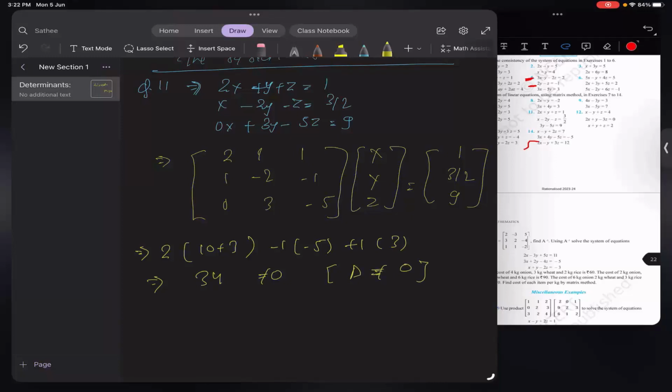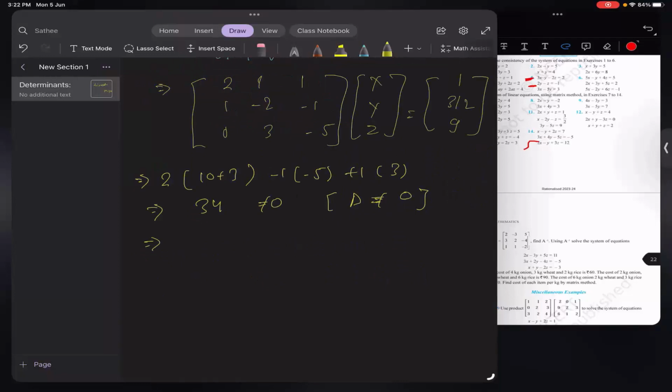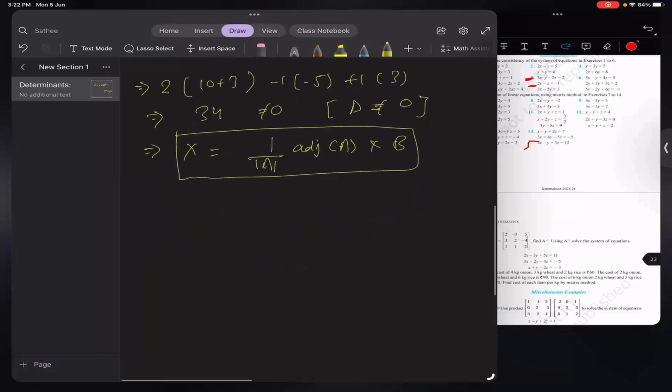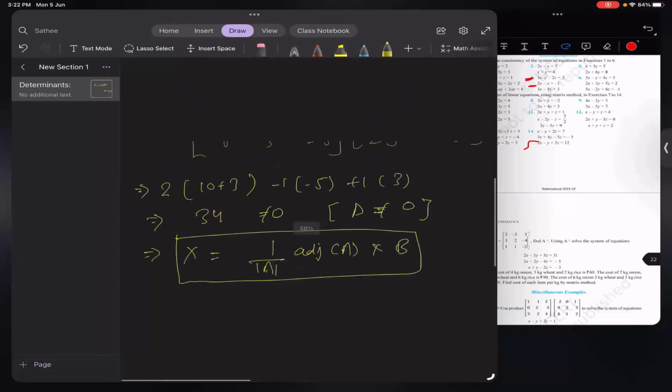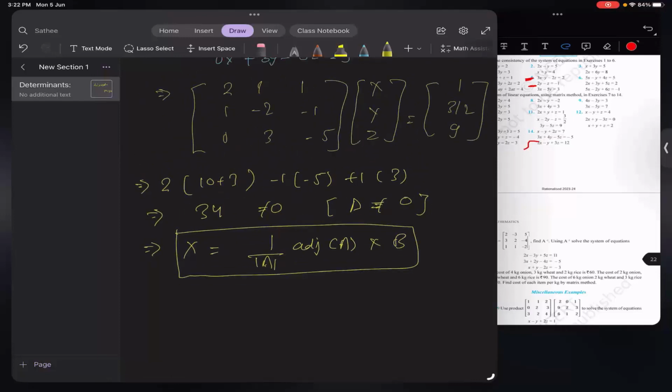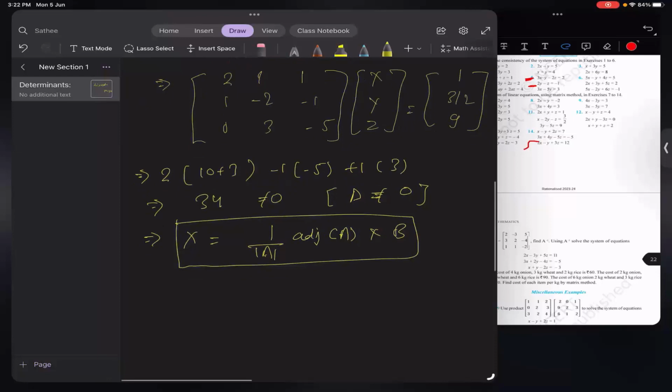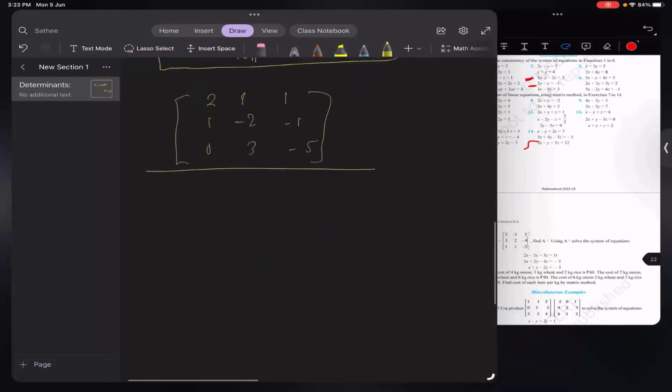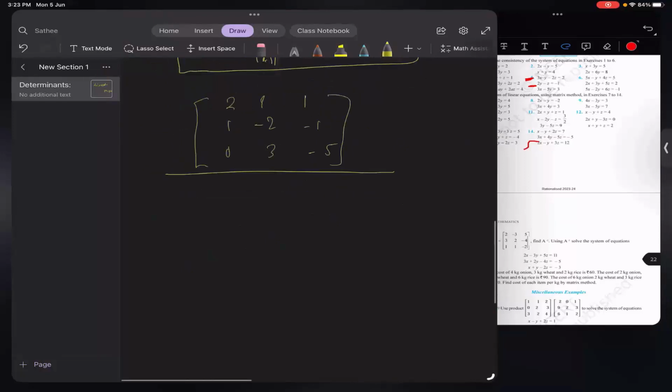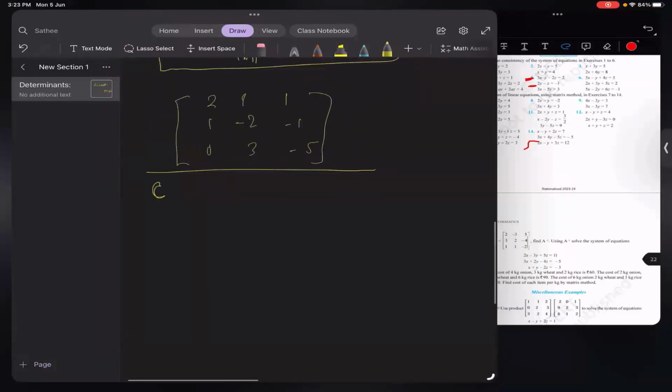Now for the solution, we know that the solution is given by 1 by determinant of A times the adjoint of A into matrix B. This is our solution matrix. We have the determinant, so we'll find the adjoint matrix. Quickly let's calculate the cofactor matrix.